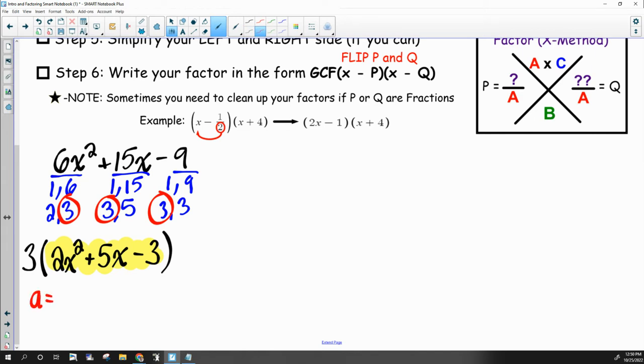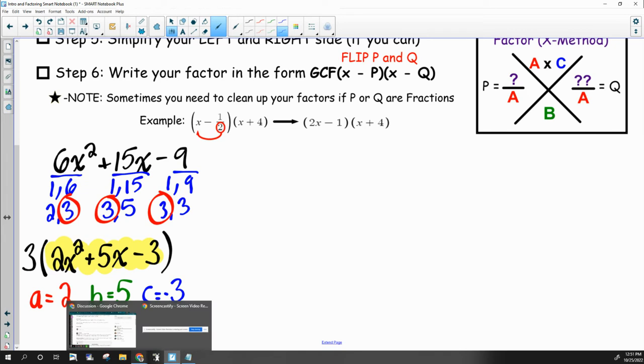A is 2. B is 5, and C, -3. There's my A, my B, and my C. The whole purpose of the greatest common factor was so that we can find our A, B, and C, and now move on to step 3, which is filling out part of our X method.